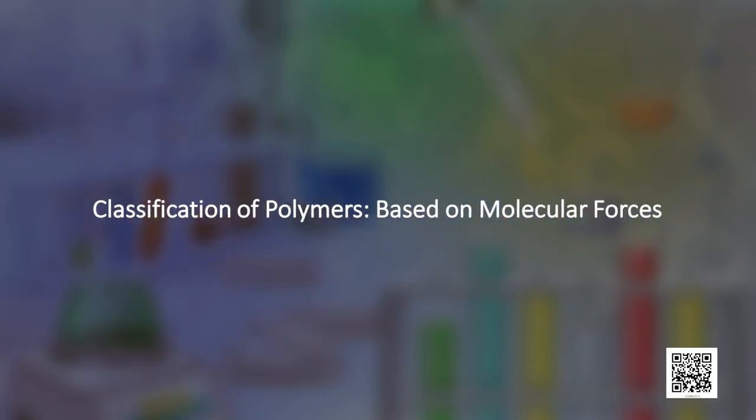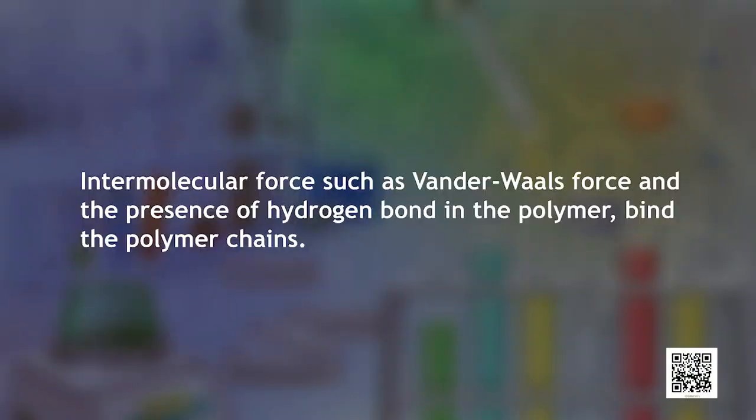The fourth type of classification is based on molecular forces present in the polymer. A large number of polymer applications in different fields depend on their unique mechanical properties that we have already discussed. And these properties are governed by intermolecular forces such as van der Waals force and hydrogen bonds present in the monomer. And these forces also bind the polymer chains.